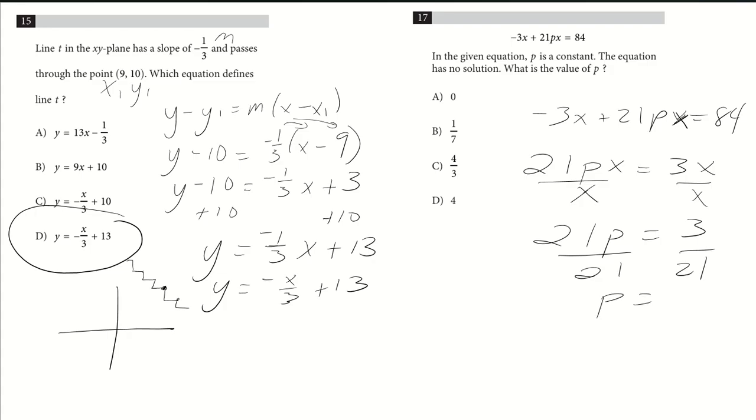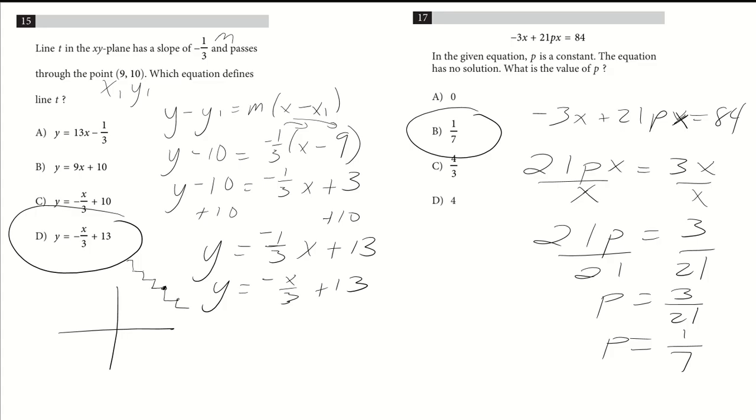Now, don't get calculator happy because your answers are in fractions. You can make this a decimal, but then you might have to go back and convert and figure out the decimal that actually matches. So you want to make sure that you definitely keep it as a fraction, 3 over 21. Then I'm going to simplify my fraction. Again, I'm looking for a common factor between 21 and 3. 3 is obviously my best choice. I'm going to divide both by 3, and I get p equals 1 over 7. So my answer is B.